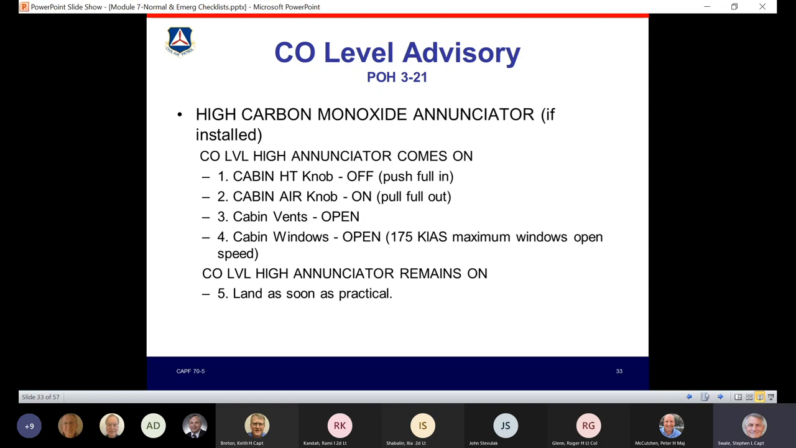Exciting that they put the admonition don't exceed 175 knots. I look at that as reminding you that you can open the windows all the way up to red line in the airplane. And then, of course, land as soon as practical, and that's going to be a judgment call because you have to trade off the risks of having carbon monoxide poisoning with landing in an unsuitable location. So that's a PIC call.